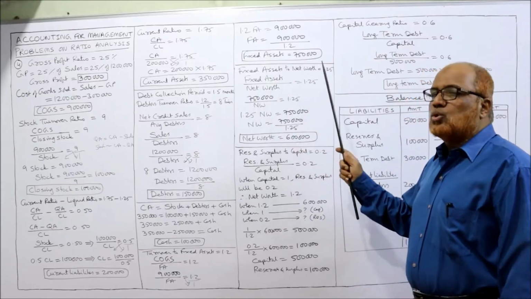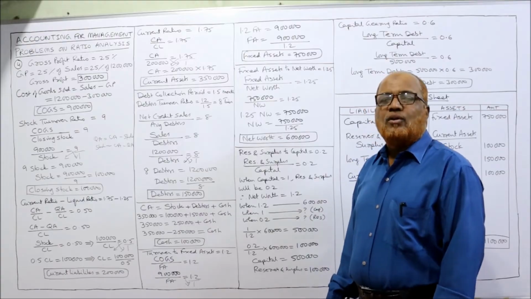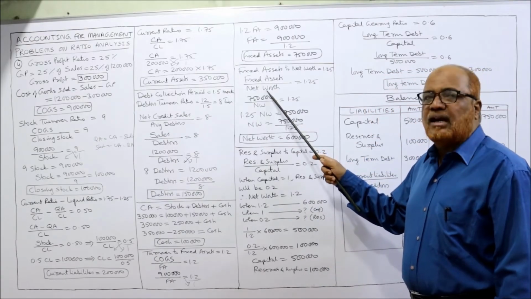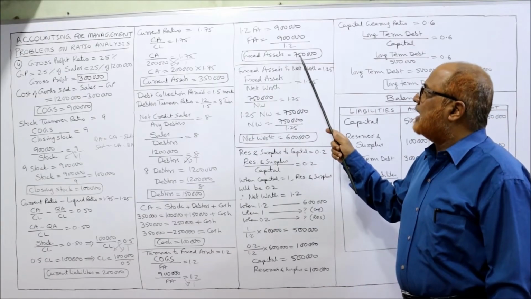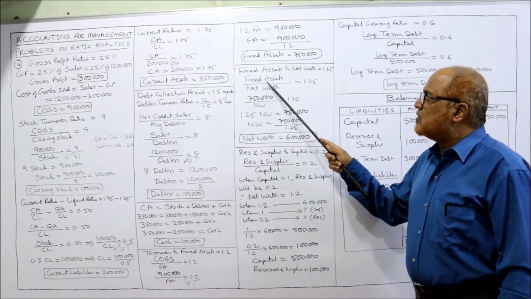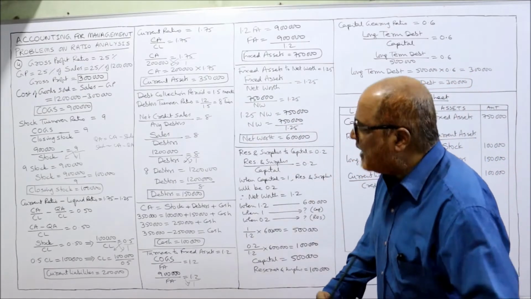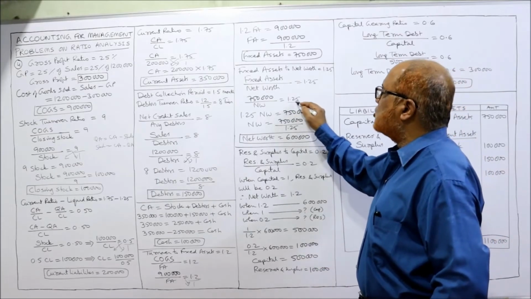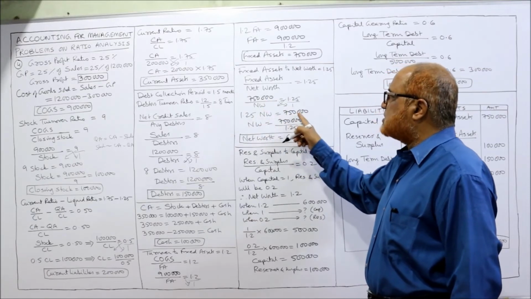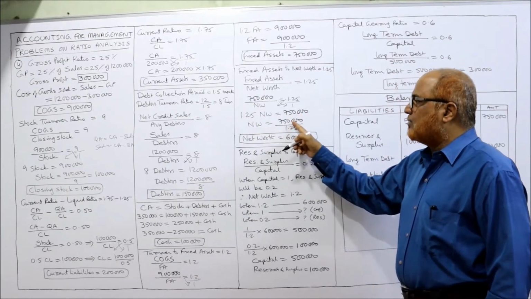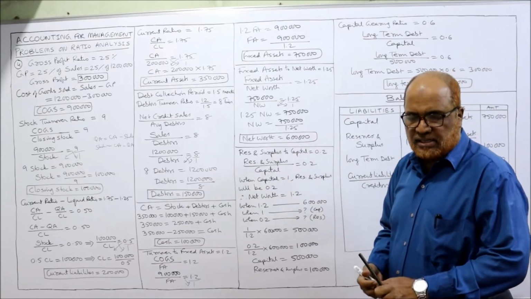Now fixed assets to net worth is equal to 1.25, given in the problem. The formula is fixed assets divided by net worth is equal to 1.25. Now fixed assets we have already calculated as 7,50,000. So in place of fixed assets, 7,50,000 by net worth is equal to 1.25. Now again I am making a cross multiplication here. So 1.25 into net worth is equal to 7,50,000. So net worth is equal to 7,50,000 by 1.25. You will get net worth is equal to 6 lakh.